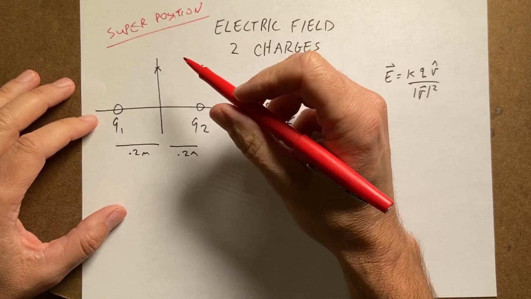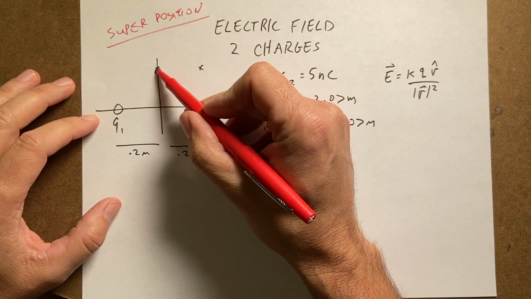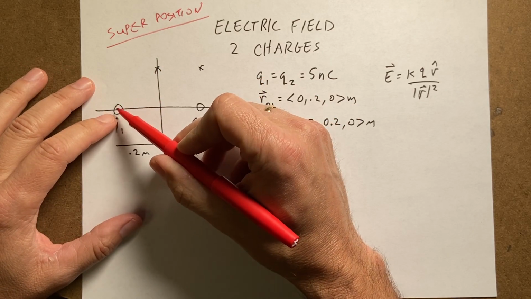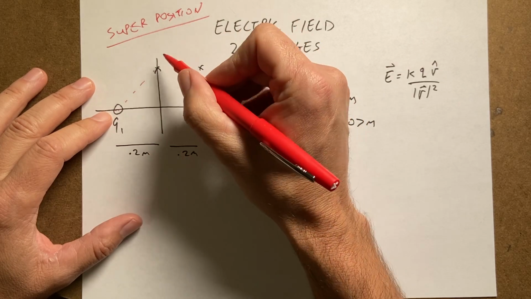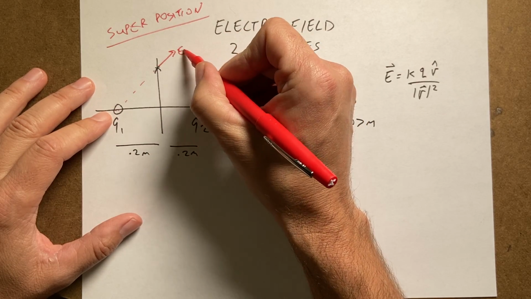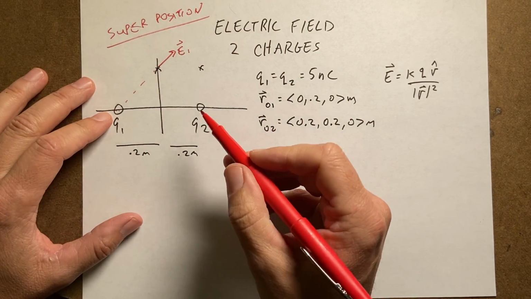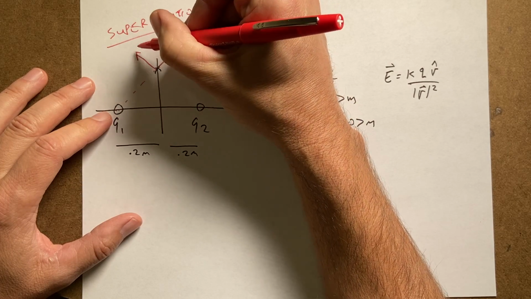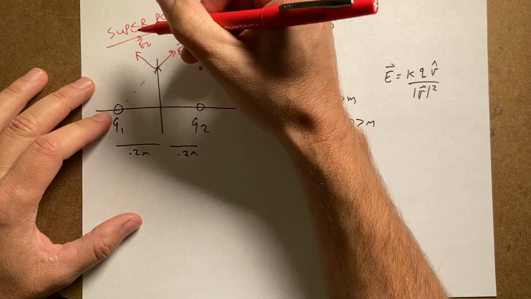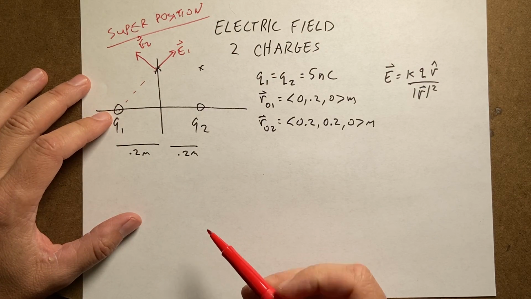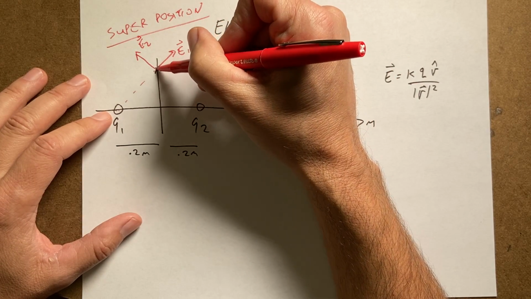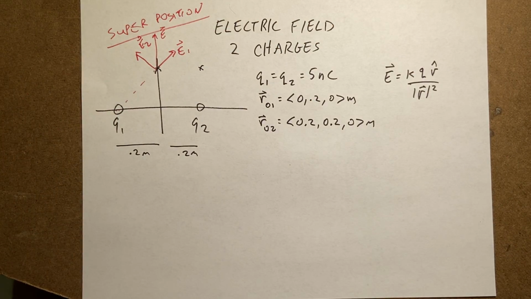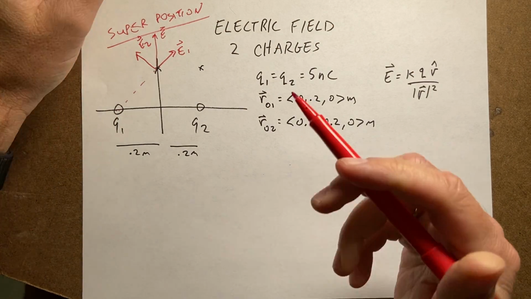So this says that if I want to find the electric field right at this point, and I have these two charges, then I can find the electric field due to just this charge, and it would be this. I'll call this E1, and it's a vector. And then I can find the electric field due to this charge, and it would be like this, E2. And then the total electric field would be the sum of these two vectors like this. So I can find the individual electric fields and combine them together.